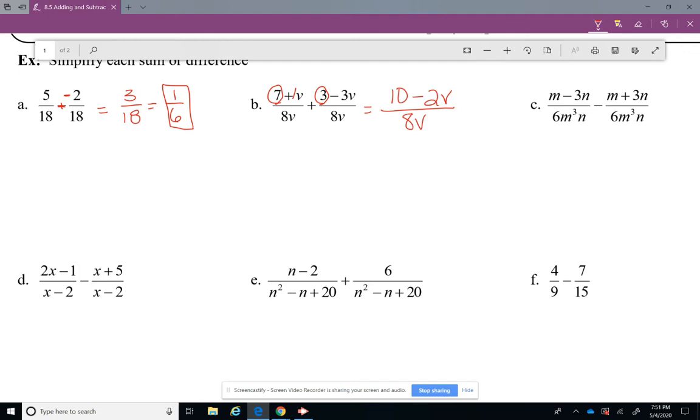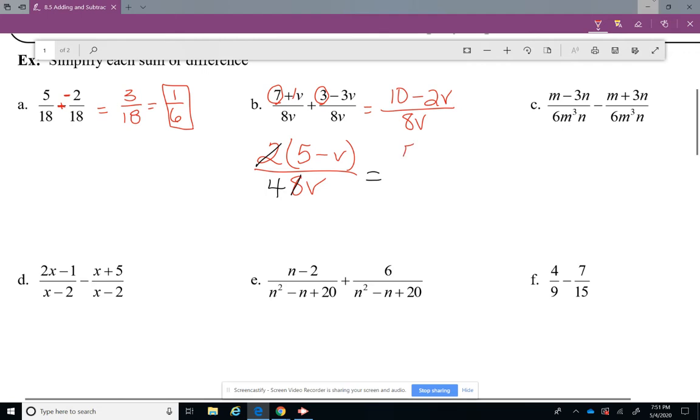What we're going to do is we're going to pull out the GCF of 2 in the numerator. So we're going to pull out a 2. 2 times what is 10? 5. 2 times what is negative 2v? Negative v. And this is all over 8v. All right, we're going to cancel the 2 with the 8. So 2 goes into 2 one time, and 2 goes into 8 4 times. All right, so our final answer for this is going to be 5 minus v over 4v.